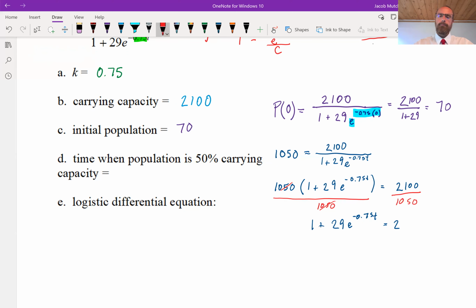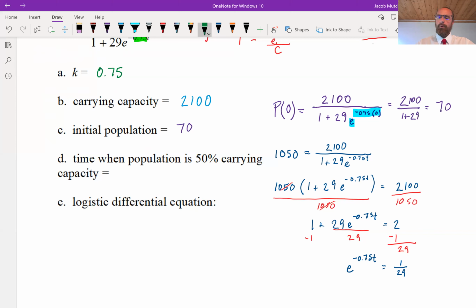Subtract 1 from both sides. And in fact, let's go ahead and divide by 29. Got some funny notation there on the right, but I think we can kind of track it. So here on the left side, I've got just e to the negative 0.75 t equals 2 minus 1 is 1 over 29.